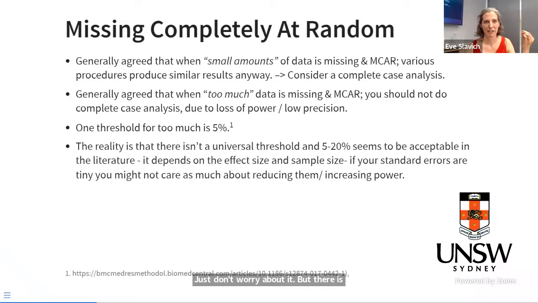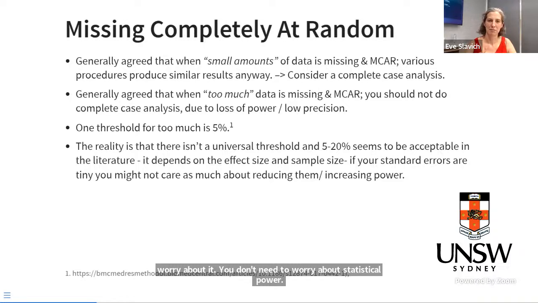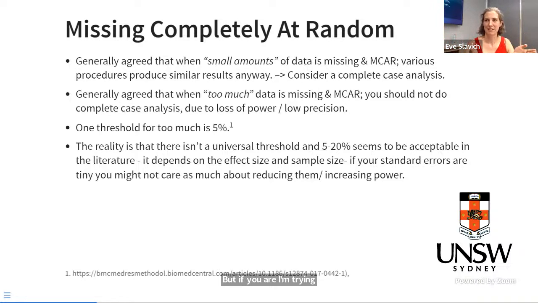But there isn't a universal threshold. 5 to 20% seems to be acceptable in the literature. But what it actually depends on is your sample size and your effect size. So if you have tiny standard errors already, then precision is not an issue for you. You're not worried about bias. So then you can do your complete case analysis and not worry about it. And you don't need to worry about statistical power. But if you are trying to reduce your standard errors, then that's when you might want to worry about it.